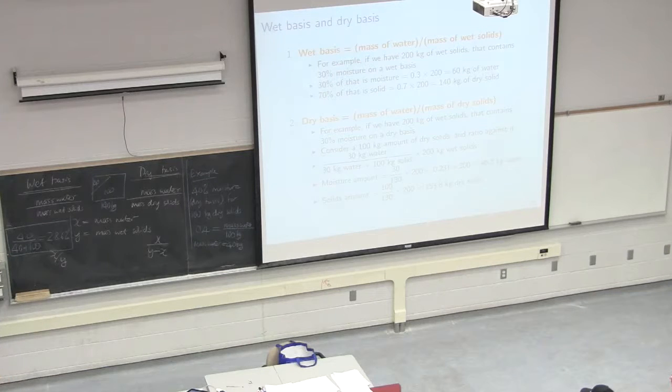Okay? So you just pick a basis and you work with it. Your basis might be the dry solids, or it might be the wet solids. That's what those two alternatives do. They take a mass of water, and your basis in the first instance is the mass of wet solids. In the second instance, your mass is the dry solids. So it's a little confusing, but all it is is a mass balance. There's either water or there's solids.